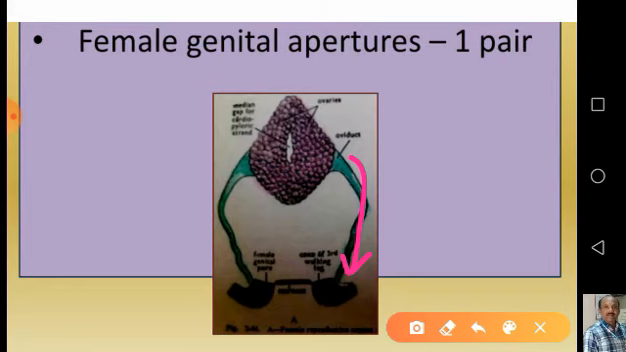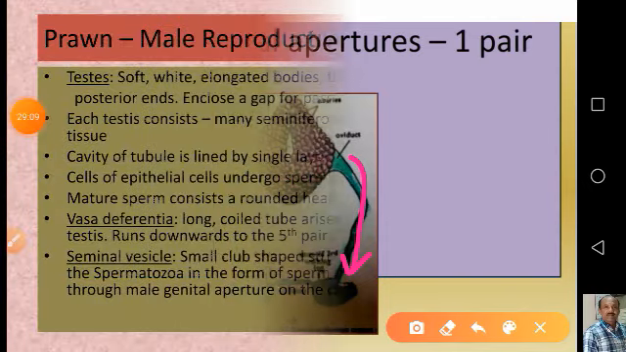So you need to understand and remember this. The female genital aperture is present on the third walking leg of its side, whereas the male genital aperture in the male prawn is present on the coxal segment of the fifth pair of walking legs. So this is the clear differentiation that can help us to differentiate males and females easily.